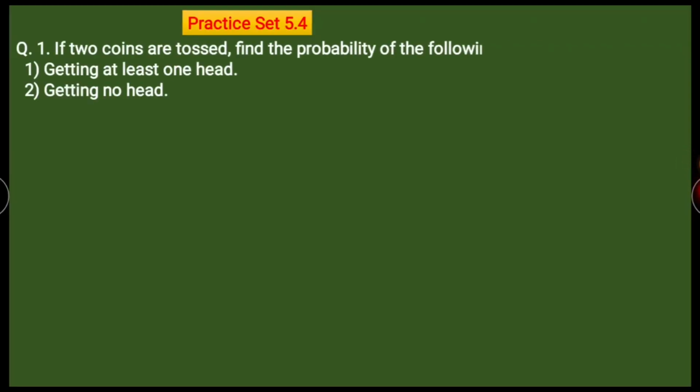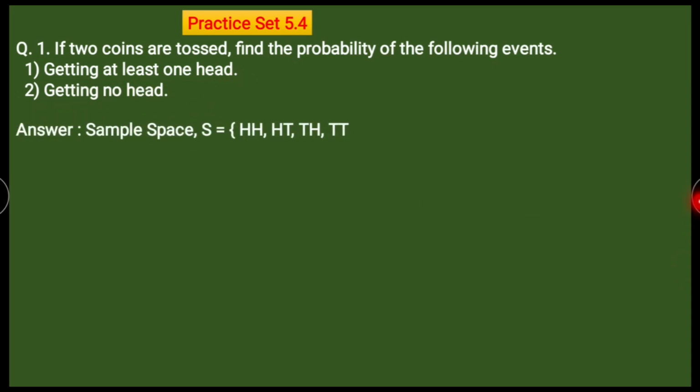Now see practice set 5.4. Question 1. If two coins are tossed, find the probability of the following events. Number 1. Getting at least one head. Number 2. Getting no head.